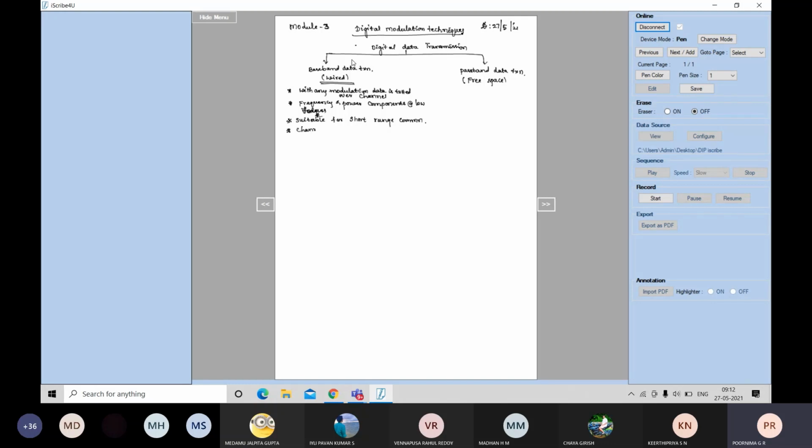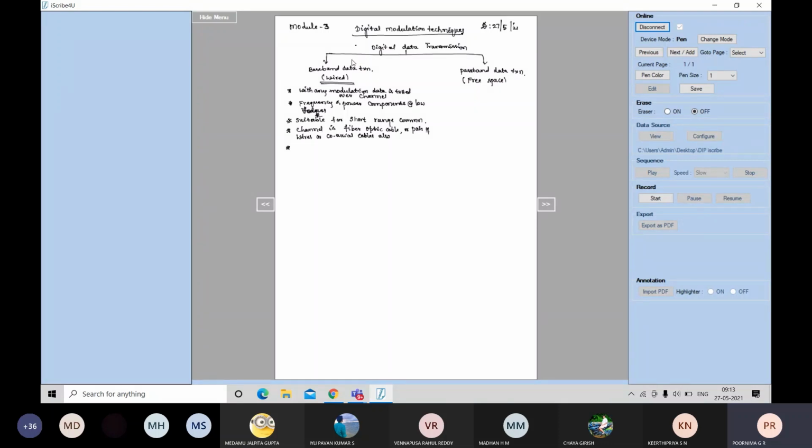Channels we need to choose whenever we go for wired communication. Channel is your fiber optic cable, that is OFC cable, or sometimes you may go for twisted pair, or sometimes you may go for coaxial cables also. Fine. This is the actual channel for baseband data transmission, another important property.